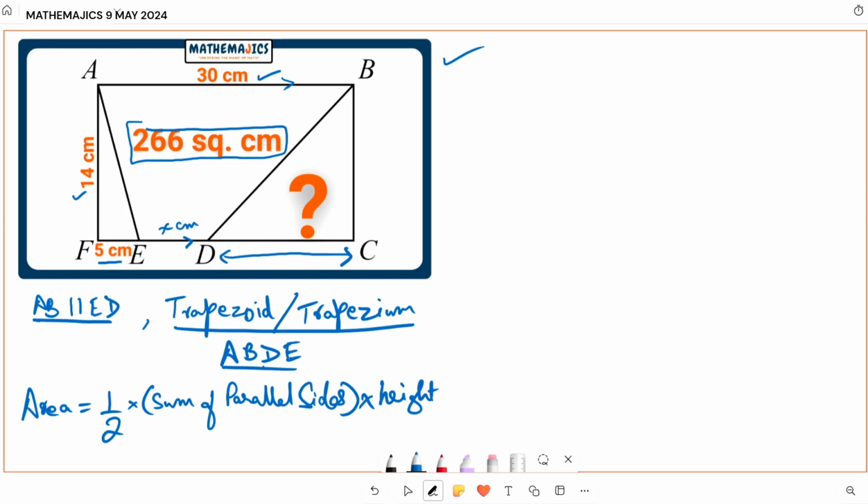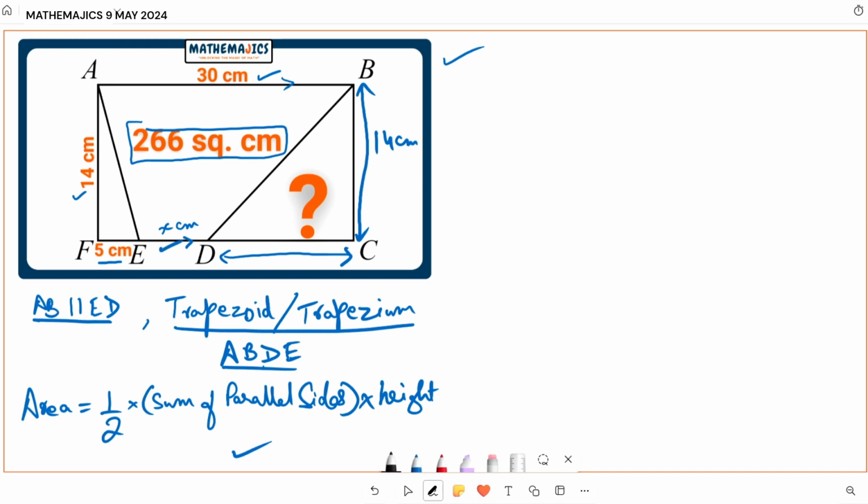Now, in this case, if you look carefully, the height of the trapezoid is nothing but the width of the rectangle. That means the height will be this. The width of the rectangle is 14 centimeters, so the height will be 14. Now, we will be using this formula to find the value of x centimeters.